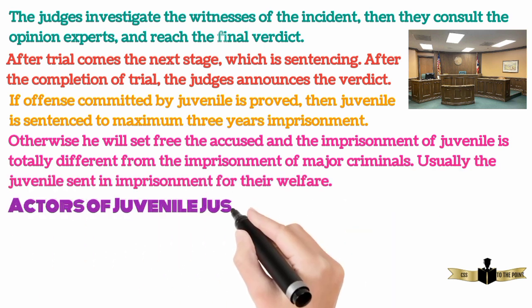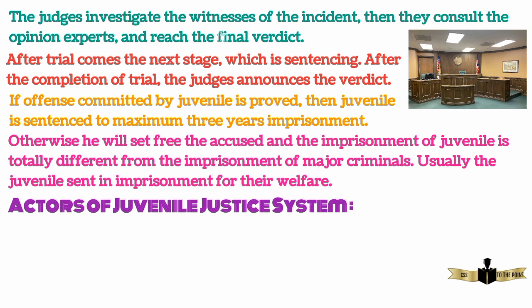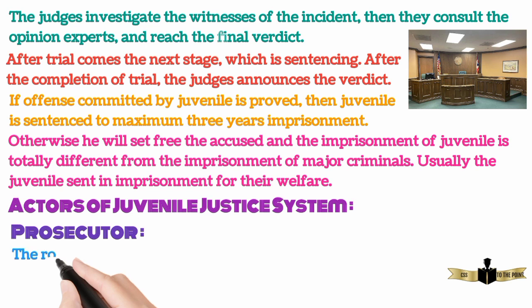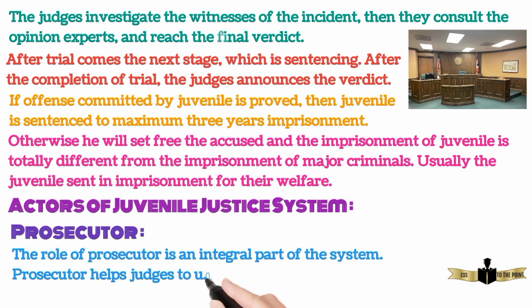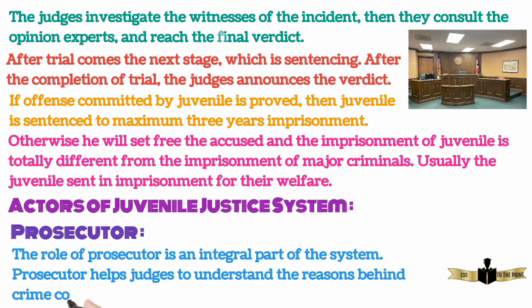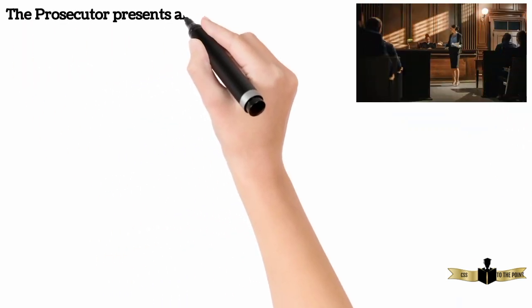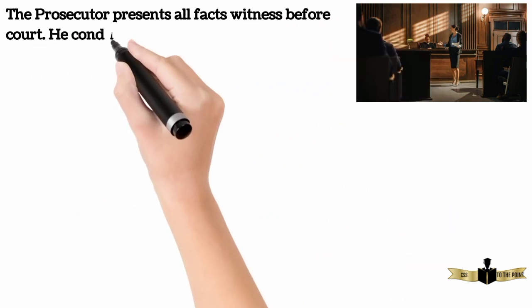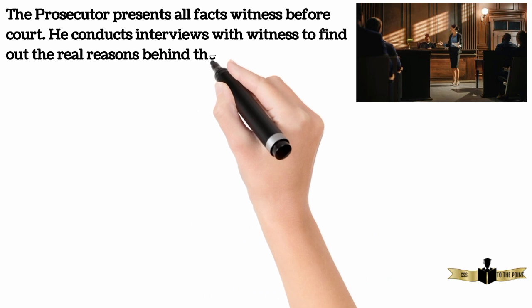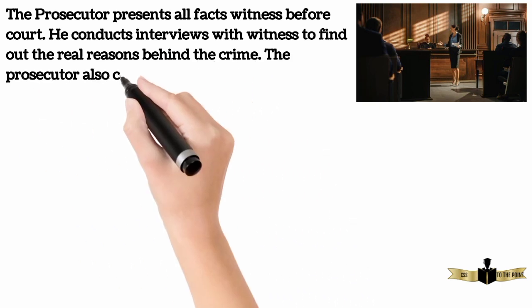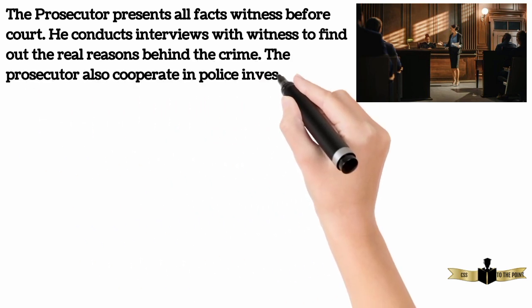Now let's understand the actors of the juvenile justice system one by one. The first is the prosecutor. The role of the prosecutor is an integral part of the system. The prosecutor helps judges to understand the reasons behind the crime committed by the juvenile. The prosecutor presents all facts witnessed before the court. He conducts interviews with witnesses to find out the real reasons behind the crime. The prosecutor also cooperates in police investigations.